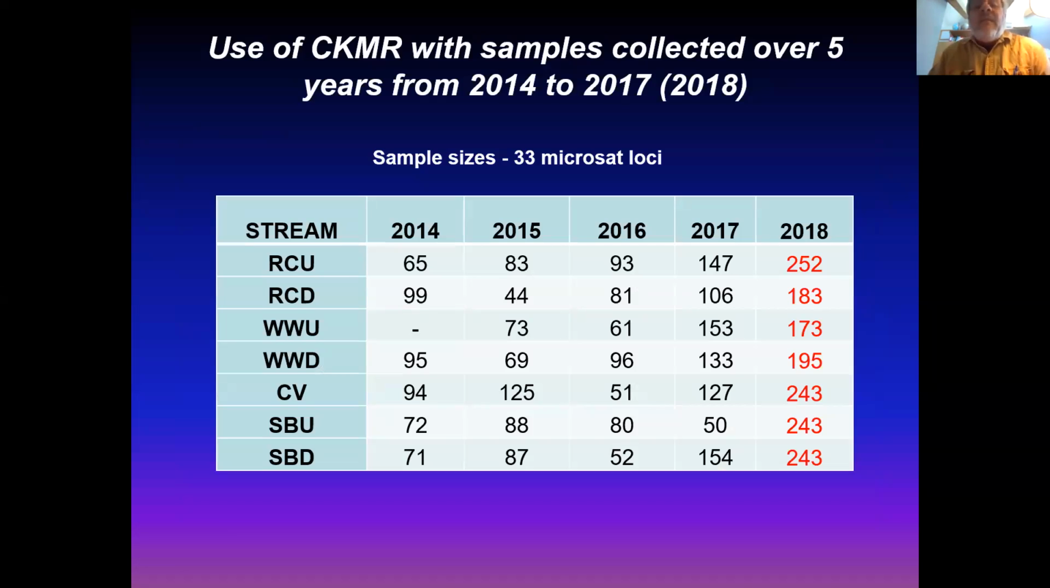Here's a table depicting the sample sizes that we had for the years 2014 to 2018. And you can see that sample sizes are modest. The populations, again, are not large. The fish are small, and the streams are between 4 and 6 kilometers long. And so the population numbers are in the hundreds or thousands.